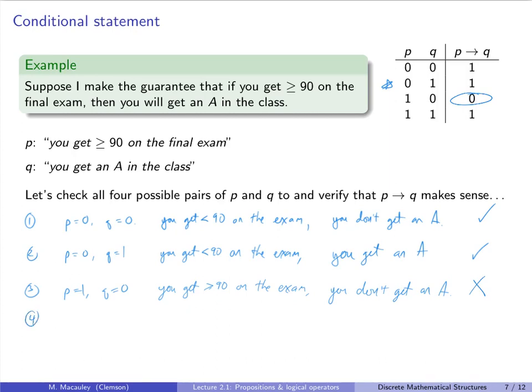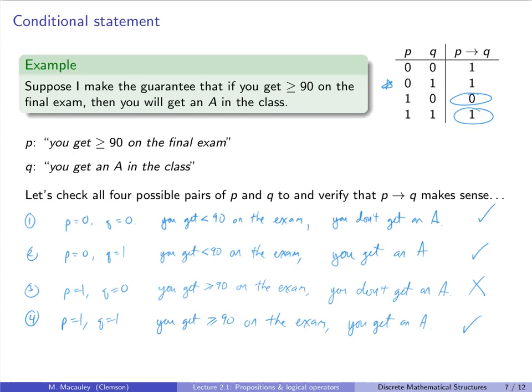Finally, the last case is when P equals 1 and Q equals 1. Here, you get at least 90 on the exam, and you get an A in the class. There, I kept my promise, and that's why this last entry is 1.